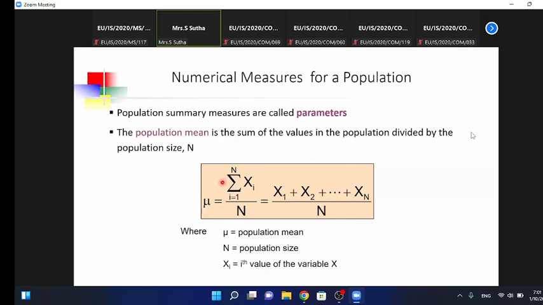For X bar, it is the summation of xi from i equals 1 to n, over small n. The small n denotes the sample size, how many observations are in the sample. But the population mean, denoted by mu, is the summation of xi divided by capital N. Here capital N denotes the population size, or the number of observations in the population. So whatever numerical measure we calculate for a population is called a parameter.